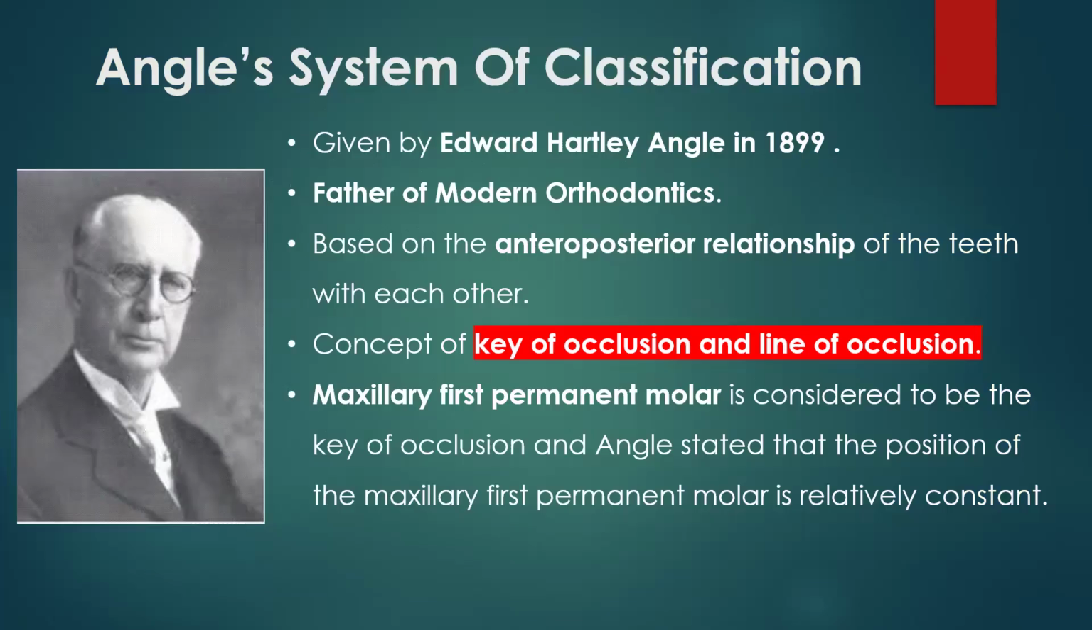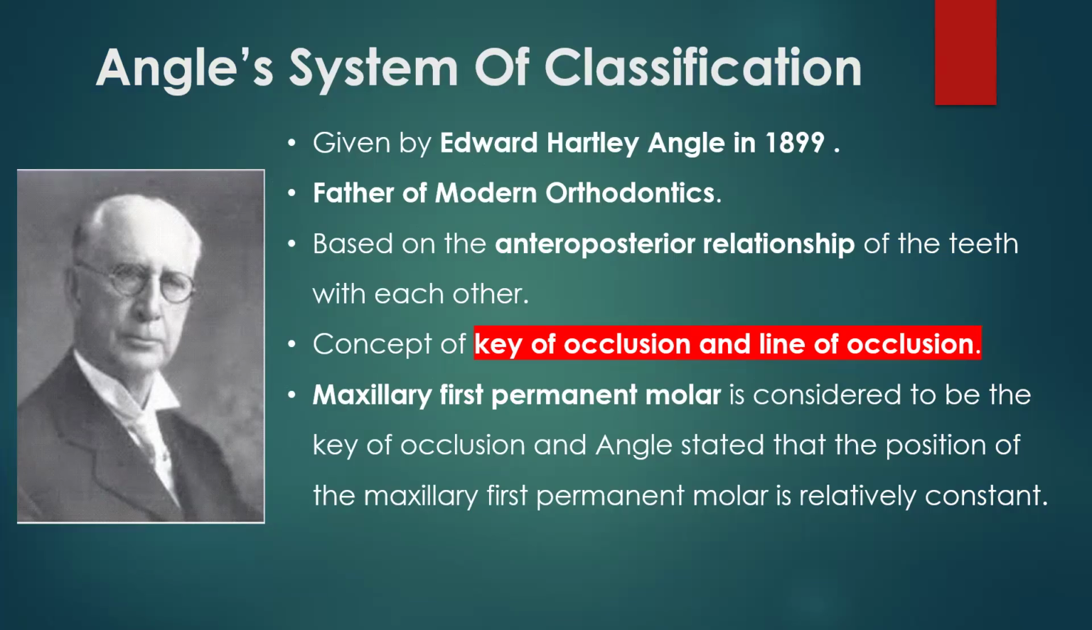Now, the Angle system of classification. This was put forth by Edward Hartley Angle in the year 1899. He is also known as the father of modern orthodontics. This classification is mainly based on the anteroposterior relationship of teeth with each other. Angle used mainly two concepts, the theory of occlusion and the line of occlusion.